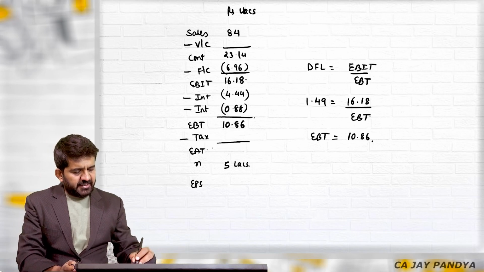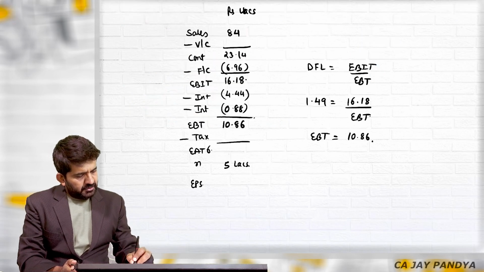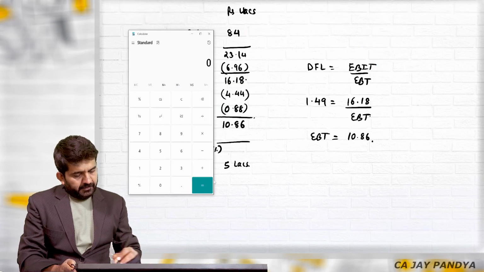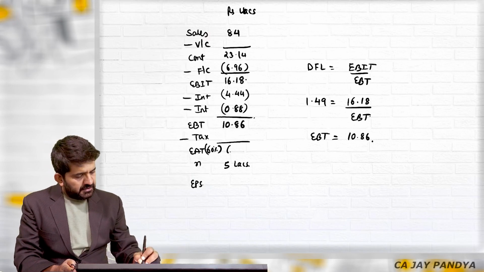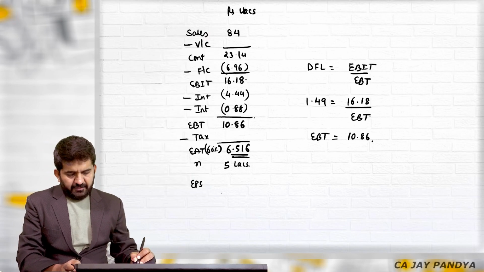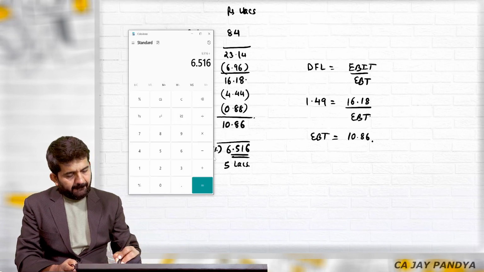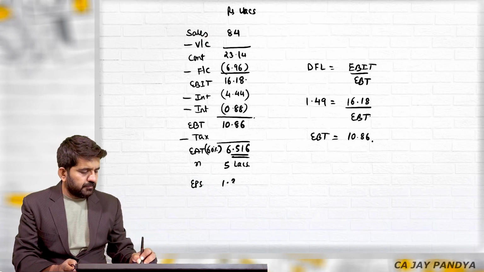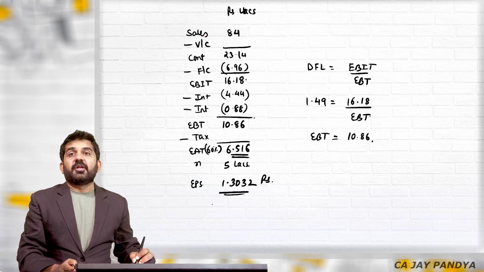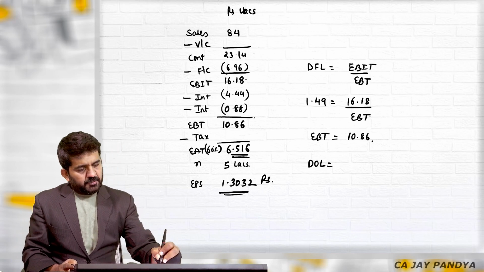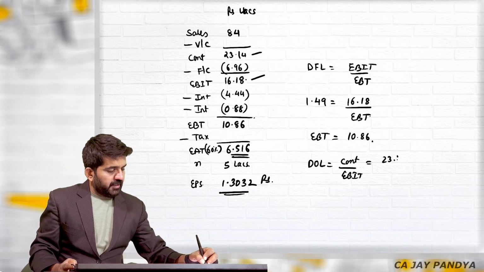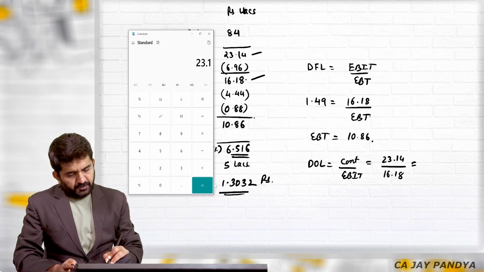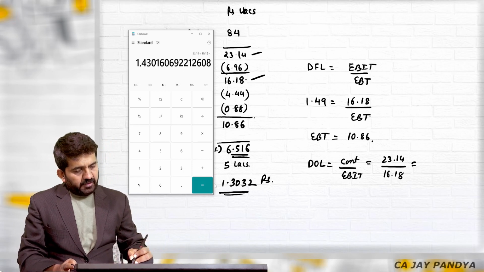So EBT is 10.86, tax rate is 40%, so post tax will be 60%. 10.86 multiplied by 60% is 6.516 lakhs divided by 5 lakhs, 1.3032 is earning per share. They also want degree of operating leverage, which can be easily found out by contribution divided by EBIT, which is 23.14 divided by 16.18, that is 1.43.